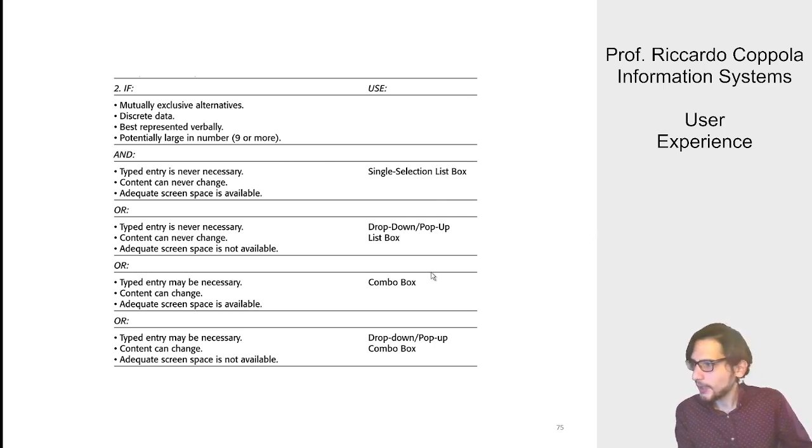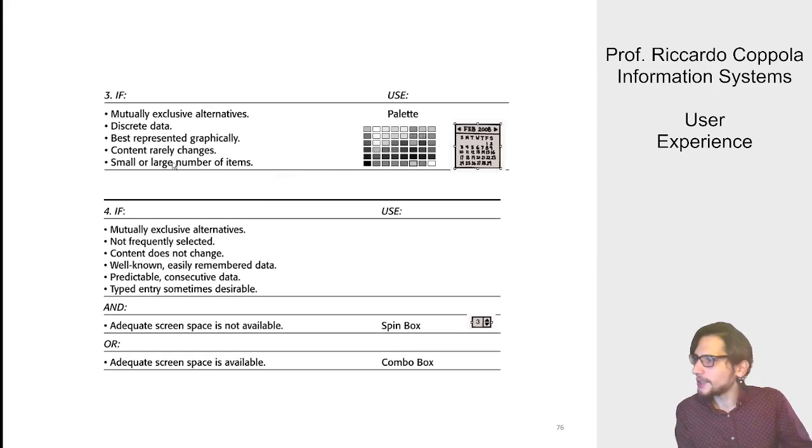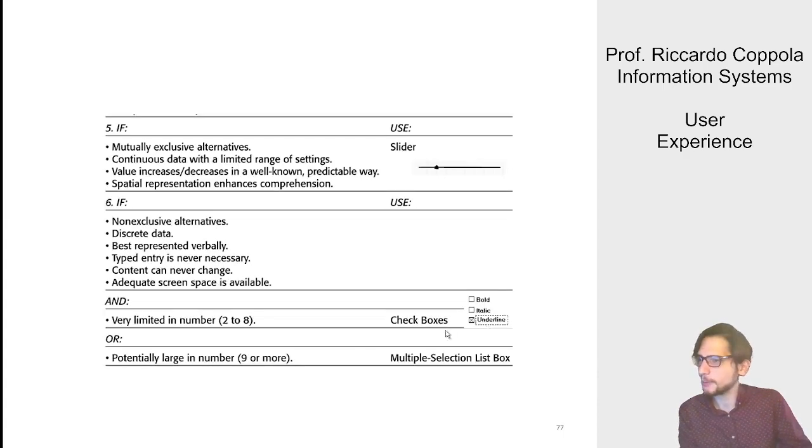in many cases. So, for instance, if you need to select something that can be represented graphically and mutually exclusive alternatives, you can use palette or calendar selections. If you need to select consecutive data, you may use a combo box or a spin box for selecting numbers, and so on and so forth. We will get back on these guidelines multiple times while doing practice with developing mockups.